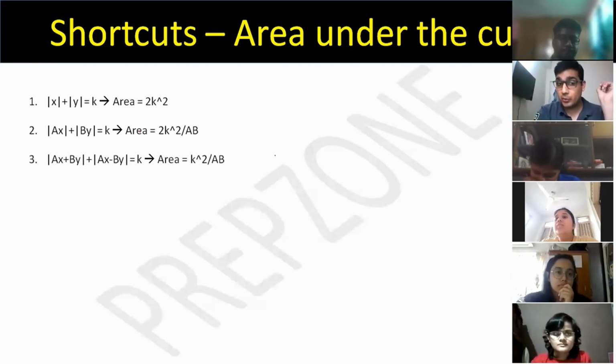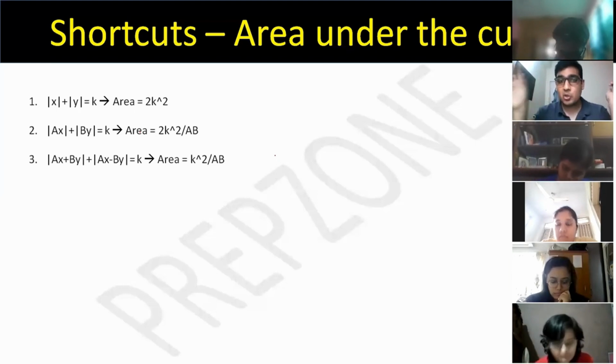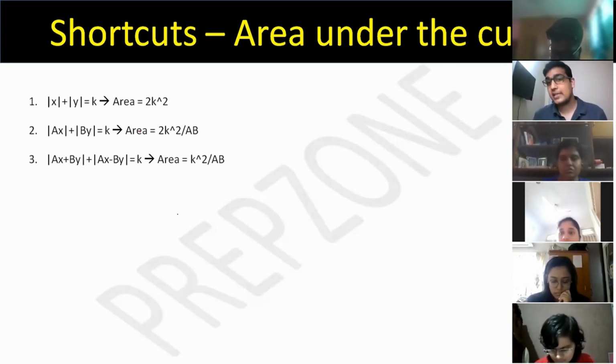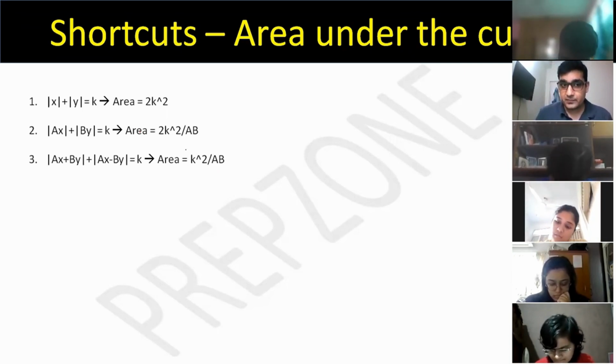Then a very important form: mod of ax plus by plus mod of ax minus by equals to k. Area will be k square upon ab. So this is a common mistake that happens. Last year in CAT, you had direct questions on this, which if you know the formula, you'll be able to solve. So again, the only thing you need to remember is that there is not a factor of 2 here.